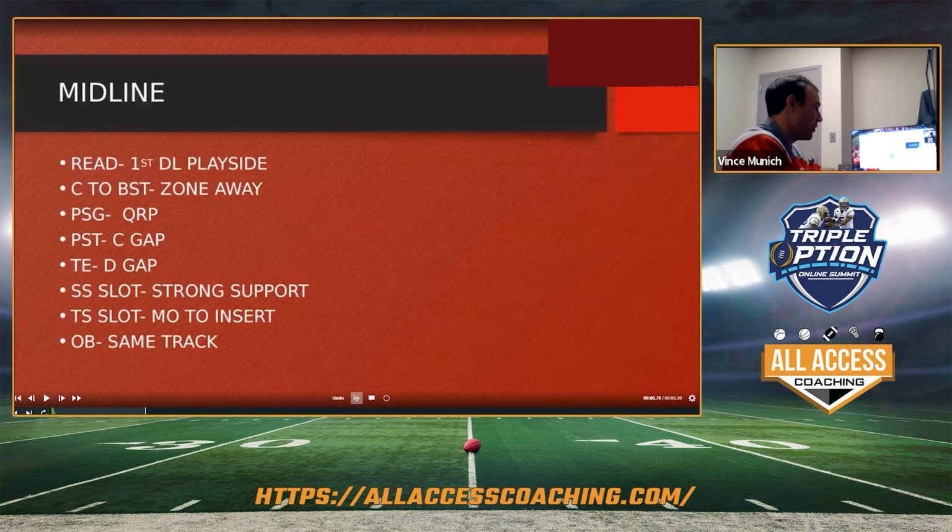Up front, our rules are going to be our center to our backside tackle. They're zoning away. Okay. They're zoning away from that read key. Our play side guard is QRPing to the second level. So he's going to take the quickest, what QRP means for us is quickest release possible. So if he's got a shade, then he's going to go outside to the first linebacker, head up the inside of him. If he's got a 2 technique or a 3 technique, now he's going to go inside.